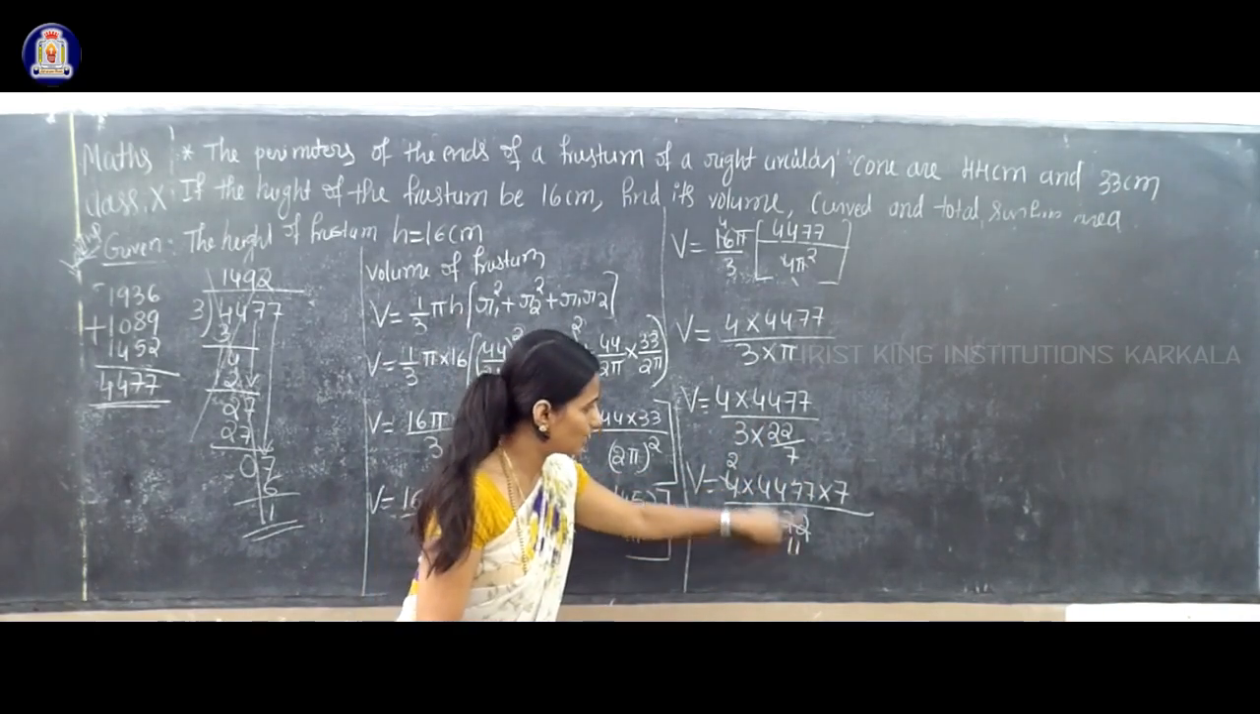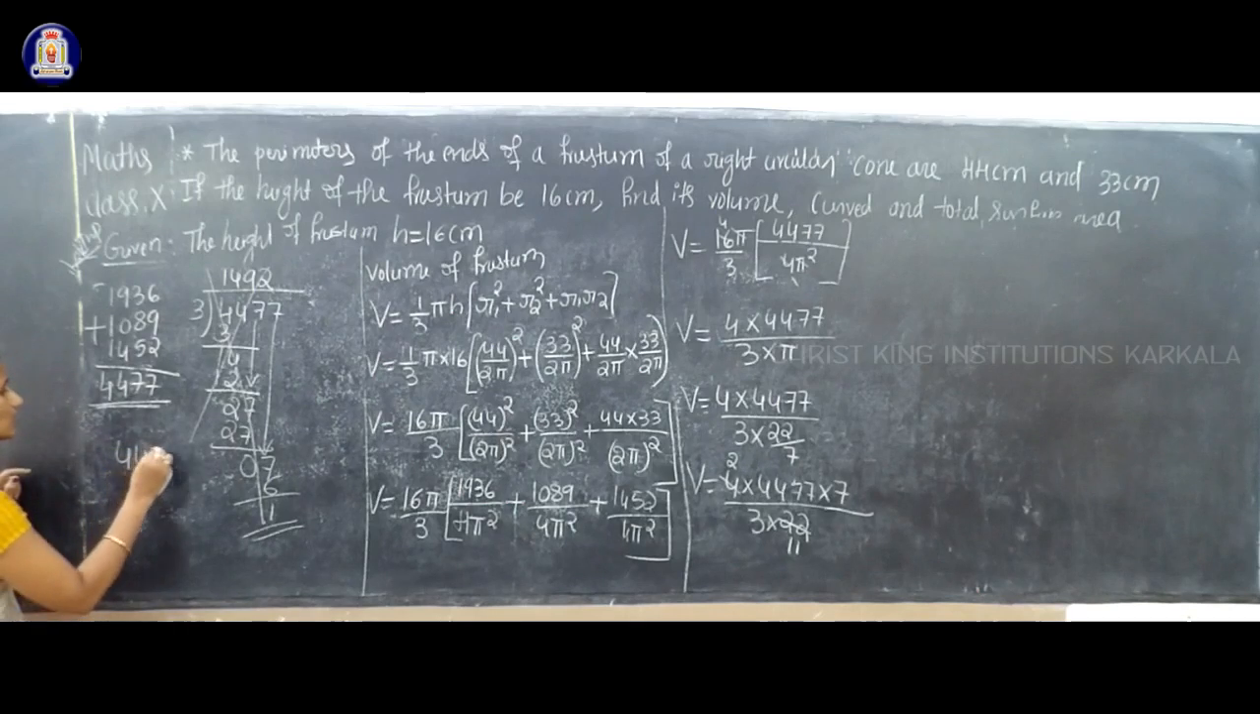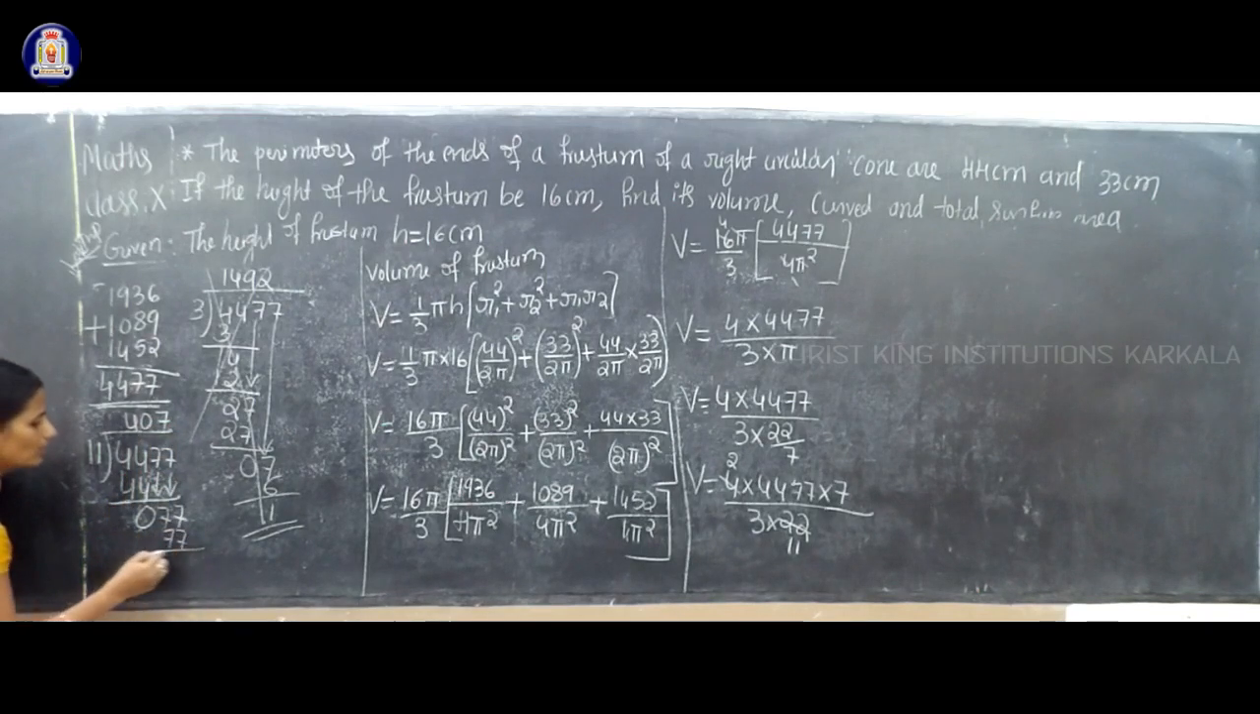Once we check by 11, is it possible? It is 4477 divided by 11. Right? So 11 fours are how much here? 44, remainder 0. So next number is what? 7. Is this possible to divide? No. That time it is 0. Next is second number, it is 7. So 11 sevens are 77. What is the remainder? Remainder is 0.